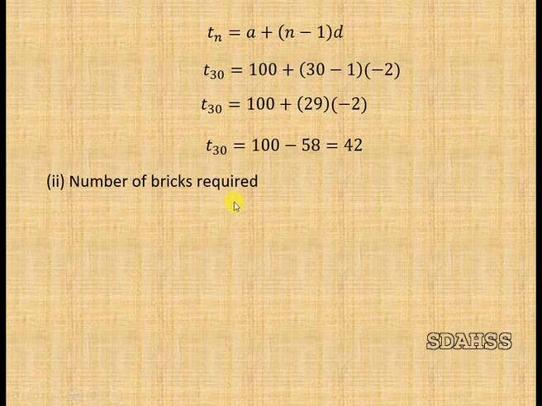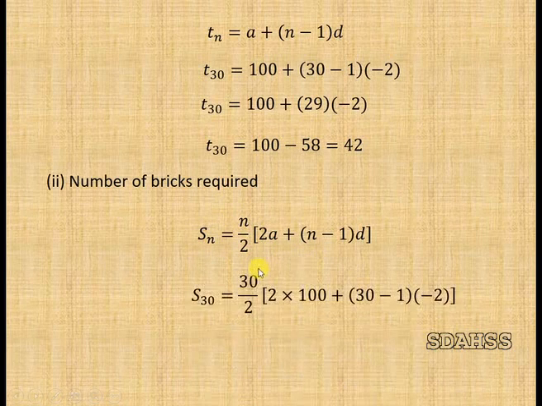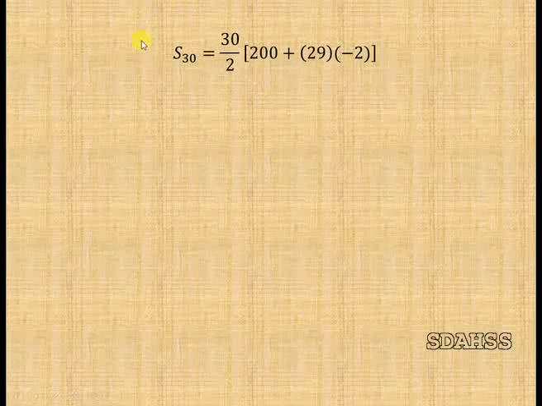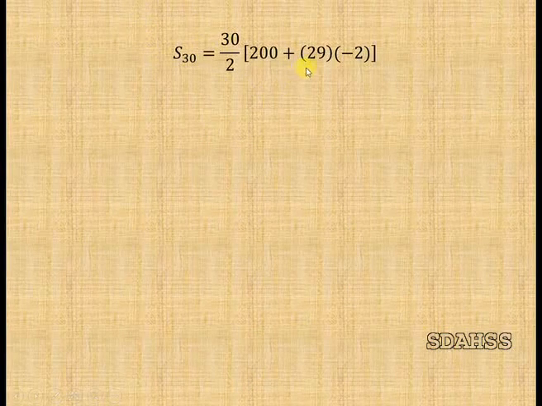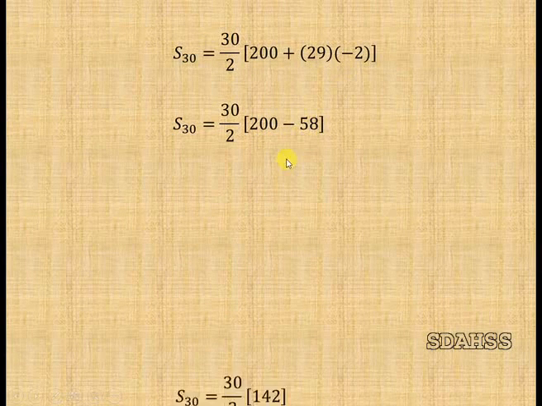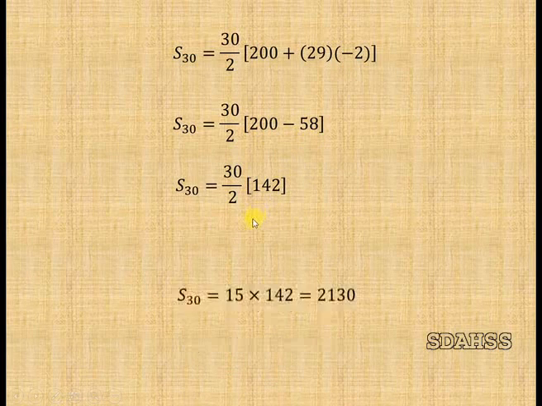Next we want to find the number of bricks required to build the staircase. Then use the Sn formula. Sn is equal to n by 2 into 2a plus n minus 1 into d. Substitute all the values. So you have 30 by 2 into 2 into 100 plus 30 minus 1 into minus 2, which is equal to 30 by 2 into 200 plus 29 into minus 2, that is equal to 30 by 2 into 200 minus 58, 142.